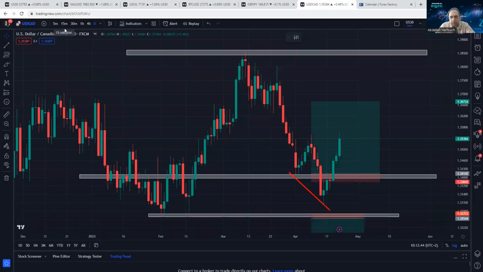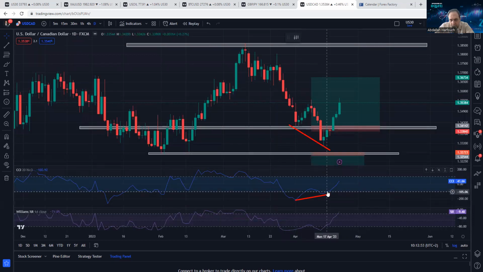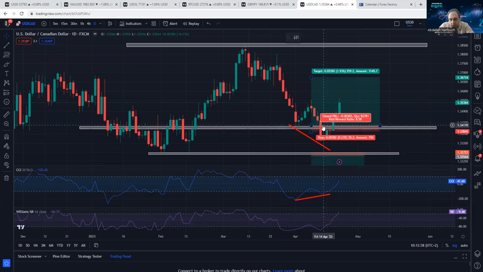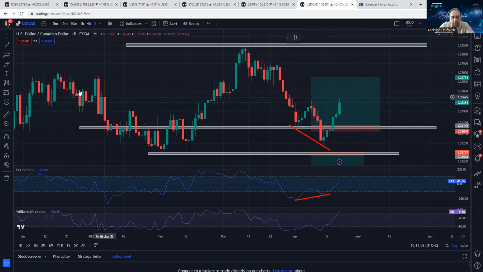Nothing will change. USD CAD was our biggest winner last week for the currencies. Here we had a divergence, it broke here. CCI percentage R open. The buy took the buy on Wednesday, Thursday, and Friday, hit the high.